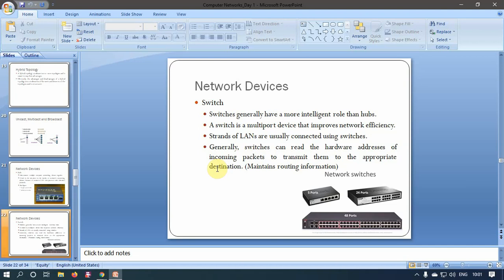So if you remember, earlier we had two clusters. Suppose the data belongs to a computer in the first cluster; the switch, being intelligent, will send the data to the first cluster and not to the second cluster. Okay, so what is actually switching? Switching can be of various types: packet switching, circuit switching, message switching. We will discuss these things, and what switching tables are, in the later half of the session.